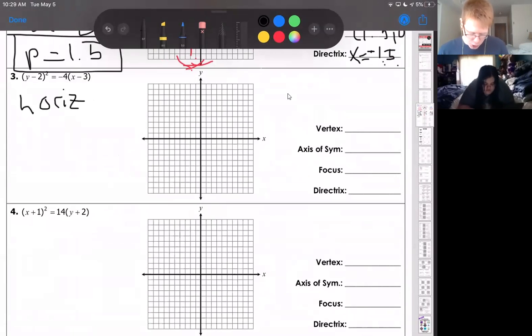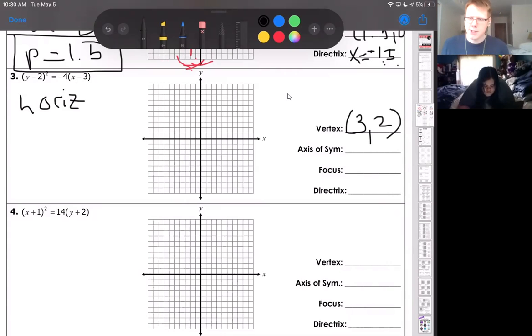To get your vertex, you look at what's with your y and what's with your x inside the parentheses. You kind of do the opposite, but be careful. You always have to do the x part first, and then the y part for your vertex. So the part with my x would be +3, and my y part would be +2.